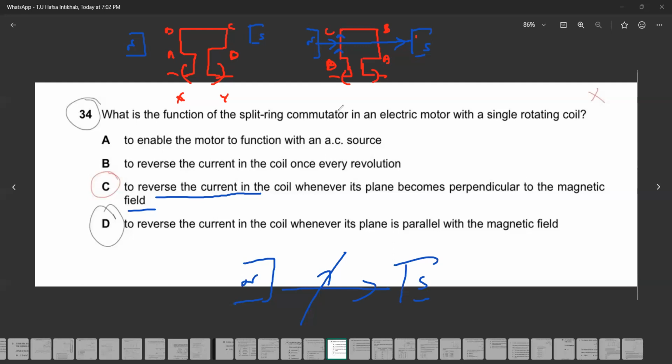The plane of a coil refers to something different. When the coil is vertical, actually there is no current passing through. In a DC motor, when the coil is vertical, there is no current. Why is there no current? Because the split ring commutator loses contact. So actually there is no current when the coil is exactly vertical. It reverses the direction of current when it rotates 180 degrees and the coil is perpendicular to the magnetic field. So it again experiences a force and reverses the current.